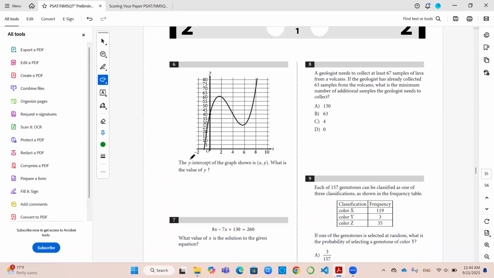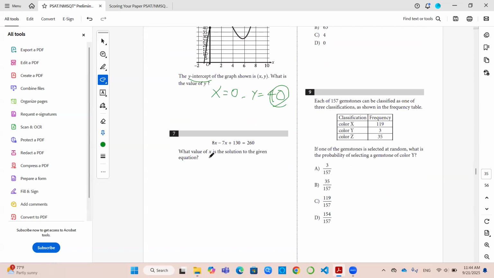The y-intercept of the graph shown as x comma y. What is the value of y? So when I say y-intercept, I'm looking for the y value when x is equal to 0. So when x is equal to 0, if I look at my graph, the y is 40. So 40 is the correct answer.